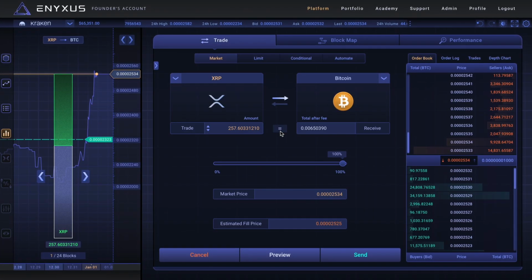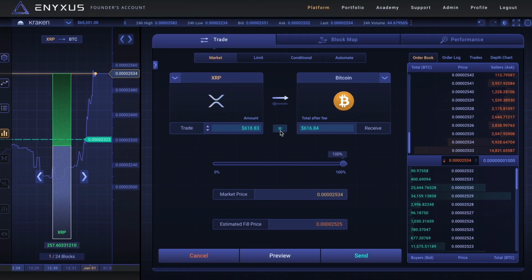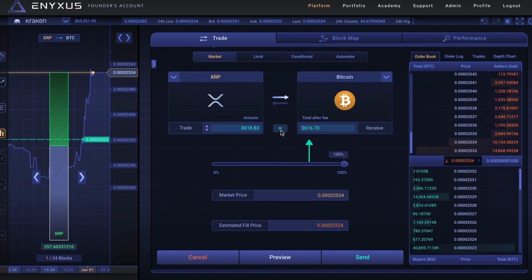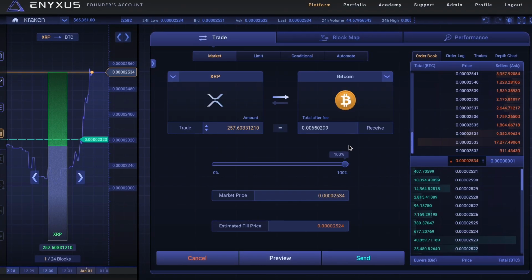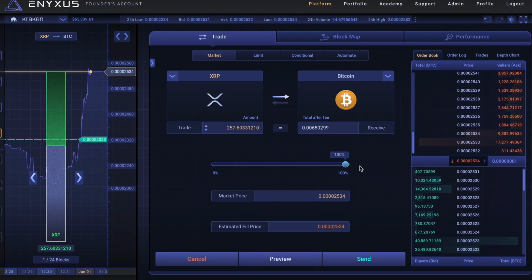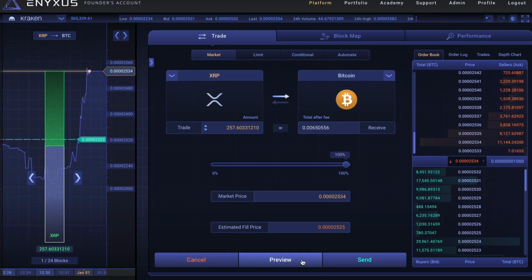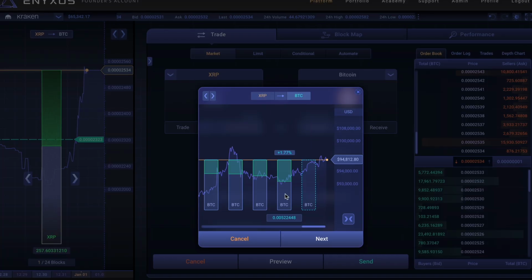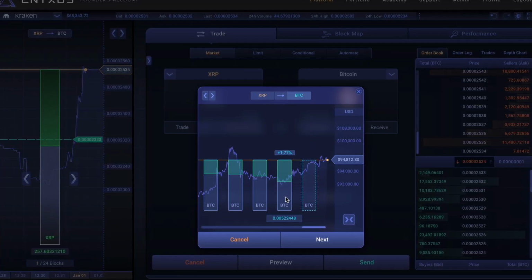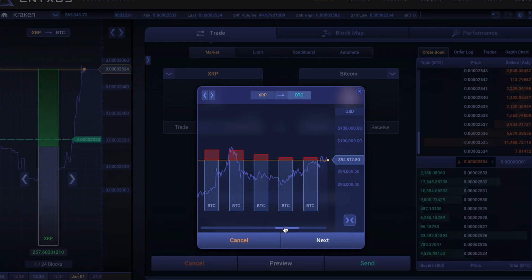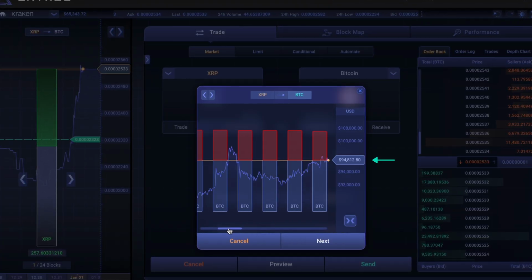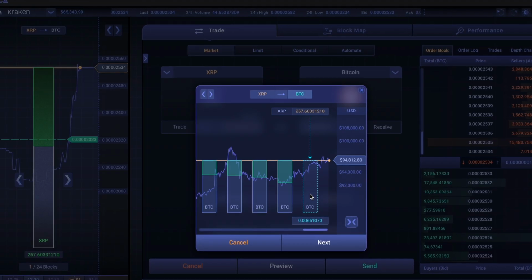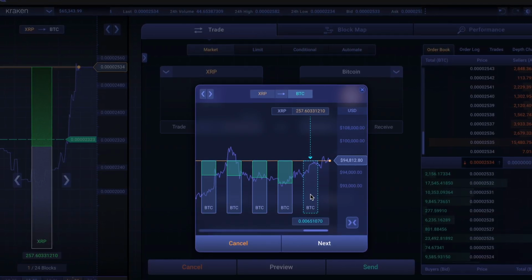By hovering over the equal sign, we can view the approximate current value of the trade in USD, along with the estimated resulting value after the fee and slippage. Here we've decided to trade 100% of this block. Let's click the preview button to see how the resulting block will integrate with our current BTC position. This preview provides a snapshot of our existing BTC blocks displaying their current value against USD, and shows how the XRP block will appear and align when added to the existing blocks of BTC.